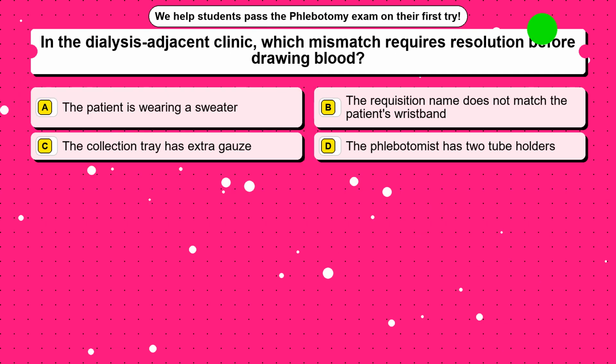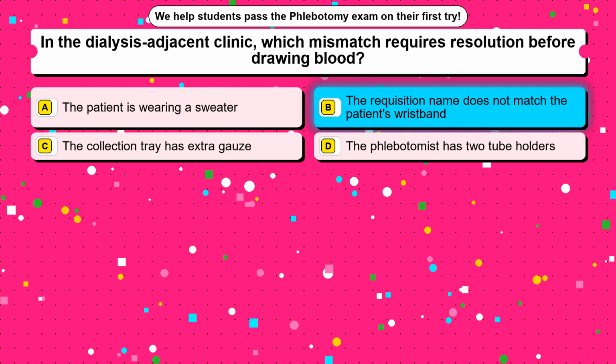Question 96. In the dialysis-adjacent clinic, which mismatch requires resolution before drawing blood? Option A. The patient is wearing a sweater. Option B. The requisition name does not match the patient's wristband. Option C. The collection tray has extra gauze. Option D. The phlebotomist has 2 tube holders.